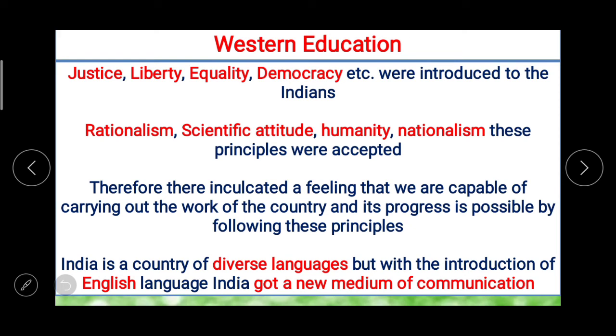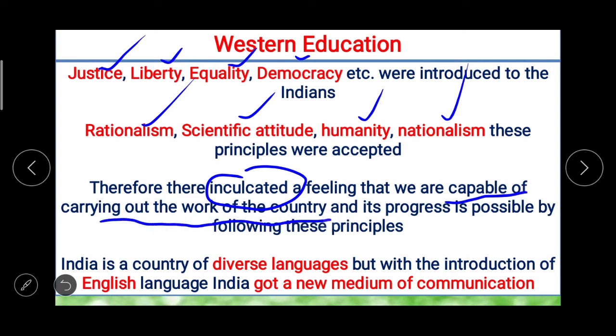Western education. Due to the spread of Western education, new ideas such as justice, liberty, equality, democracy, etc. were introduced to the Indians, which were very new to the Indians after a long period. Rationalism, scientific attitude, humanity, nationalism, these principles were accepted by the Indians, and therefore they inculcated a feeling that we are capable of carrying out the work of the country. देश के लोगों को ऐसा लगा कि हमारे देश की एडमिनिस्ट्रेशन जो है या फिर देश चलाने के कैपेबल हम हैं, and its progress is possible by following these principles.